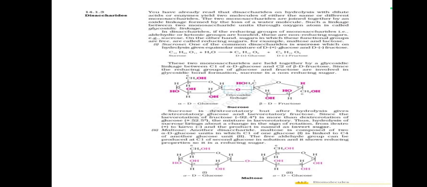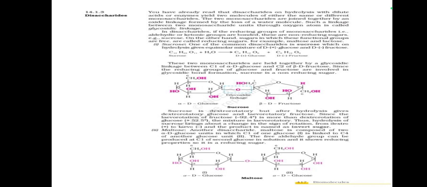The disaccharides are non-reducing if the reducing groups of monosaccharides, that is aldehydic and ketonic groups, are bonded. These are non-reducing sugars, for example sucrose. On the other hand, sugars in which these functional groups are free are called reducing sugars, for example maltose and lactose. Sucrose, one of the common disaccharides, on hydrolysis gives an equimolar mixture of D-glucose and D-fructose.